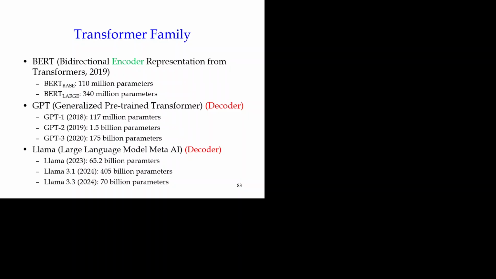Okay, but Llama is provided by Meta. It's called Large Language Model Meta AI. It's open source, so all the versions are open source. You can use it. It's also a decoder-based framework. Llama, you can see, is also very huge. You can see Llama 3.1 is not the latest version, okay, it's from last year.